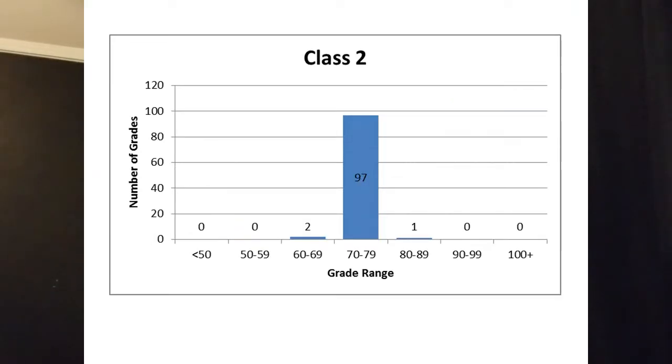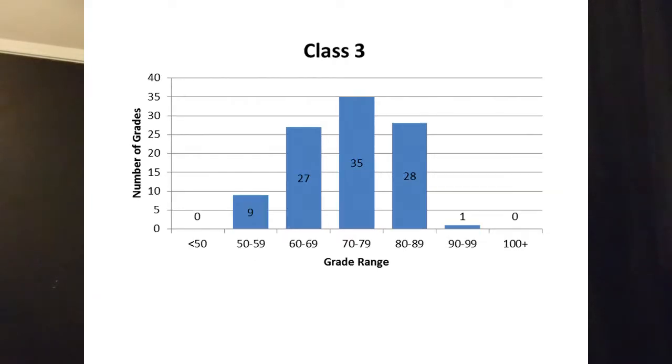Class 2 is much different. Still has an average near 75, but as you can see by this histogram, it performed completely different than class 1. There was hardly any difference in the performance from student to student. Everyone scored in the same range. There was very little variation.